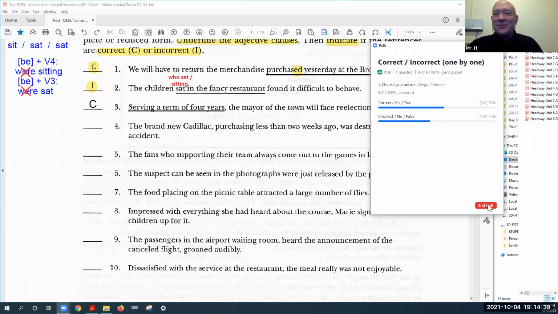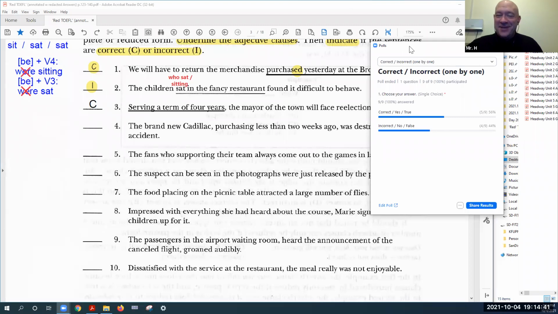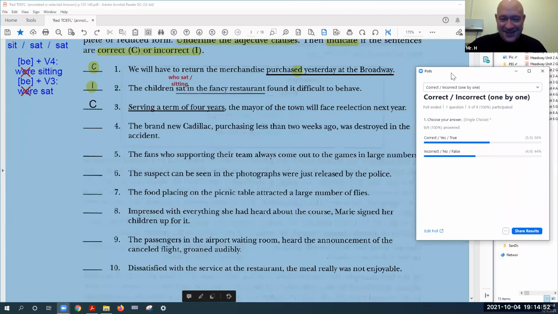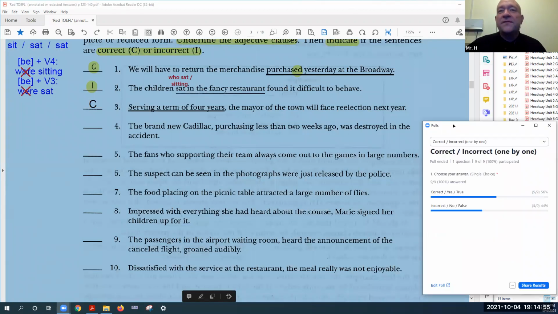Oh, look at that. When you can't see what everybody is choosing, we're almost 50-50. Almost. It's 5 and 4. So I think it's confused a little bit. Is it confusing? Well, let's read it out.